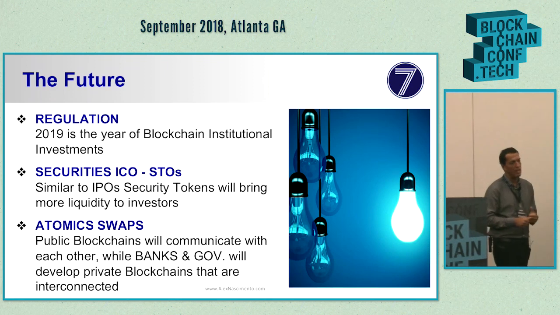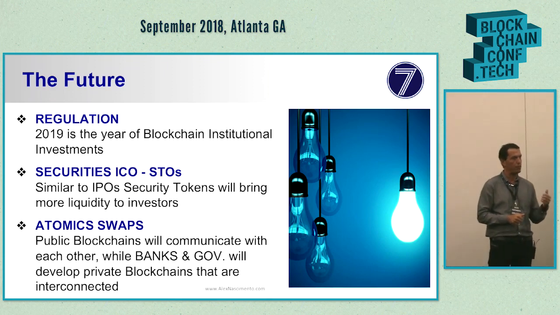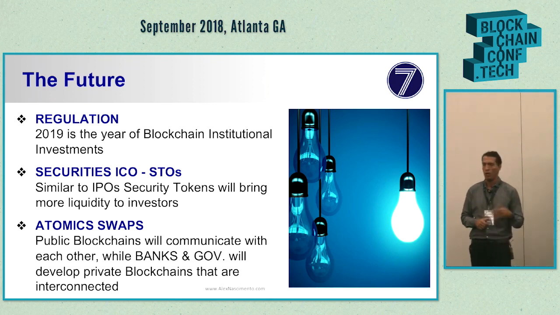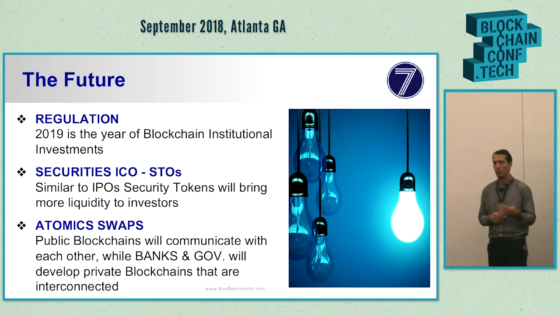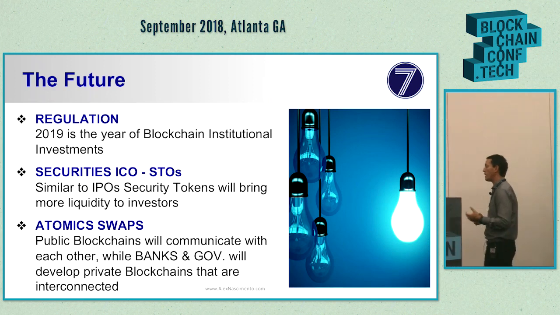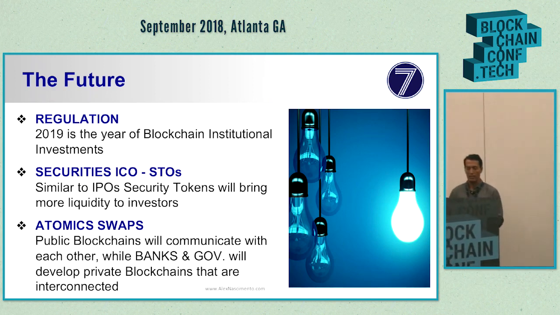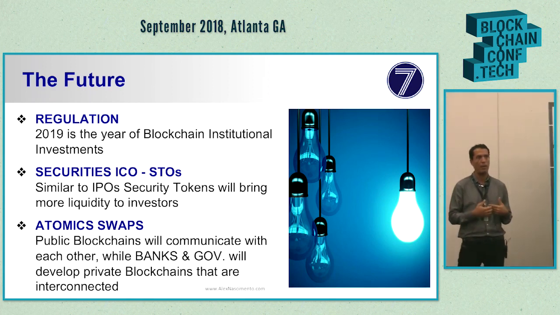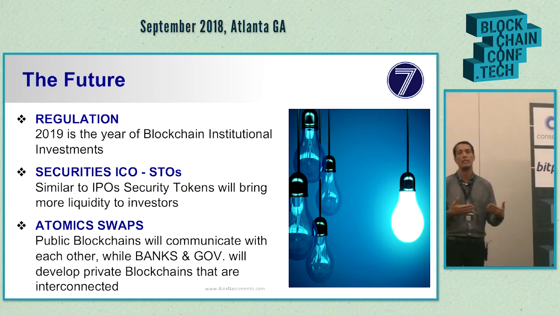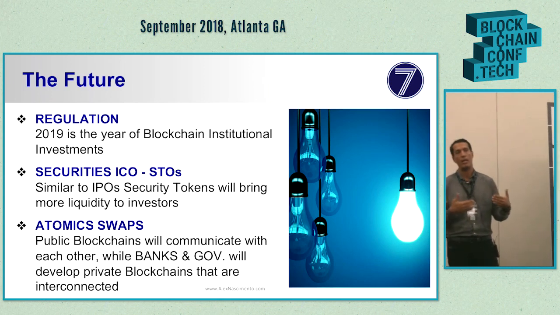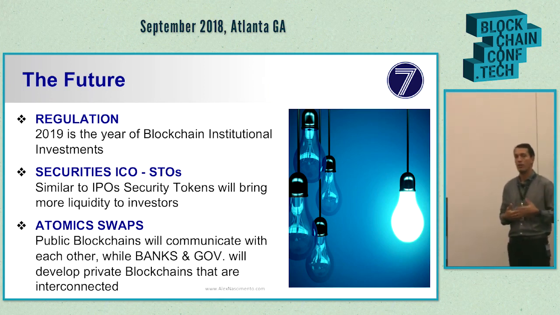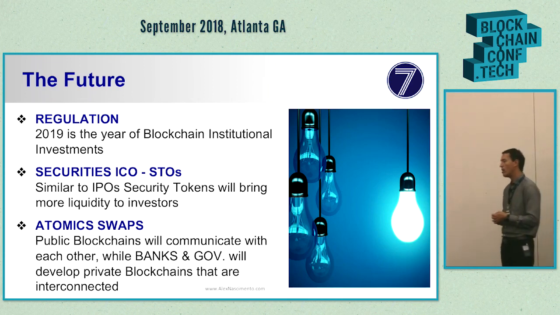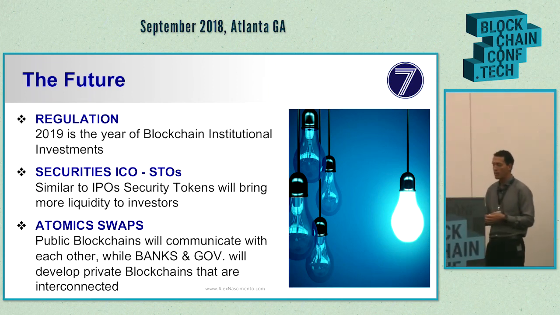I think that 2019 is going to be the year of institutional investors. Goldman Sachs already is operating under Circle, the largest trading desk of cryptocurrencies. Security token exchanges, in my opinion, we're going to start seeing them in the beginning of this year. You're going to be able to trade security tokens just like you trade Bitcoin and Ethereum and alternative coins.